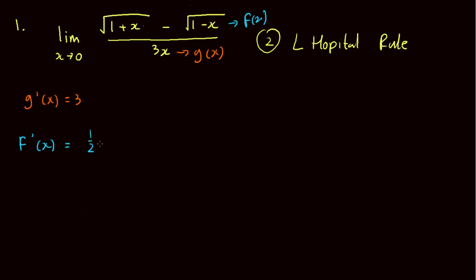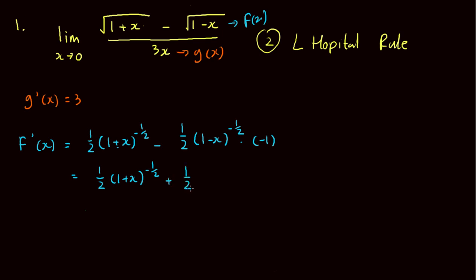It will become half (1 plus x) to the power of negative half, minus half (1 minus x) to the power of negative half. Oh, don't forget to multiply by negative 1, and this one obviously is positive, but I didn't consider it. So if we simplify this, it would become half (1 plus x) to the power of negative half plus half (1 minus x) to the power of negative half. Okay, so that's about it.